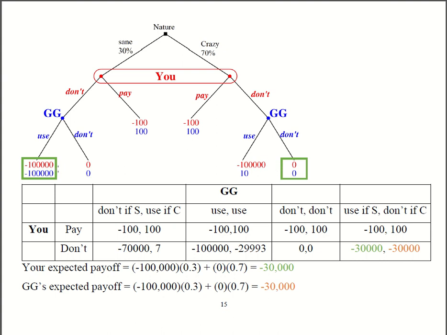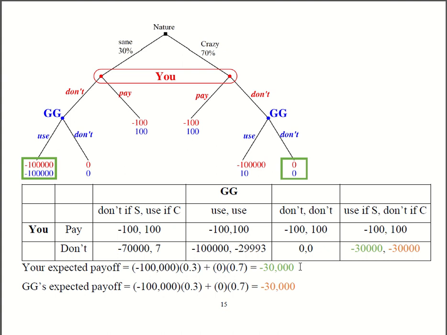So for you, look at the red payoffs. With probability 0.3, Grenade Guy is sane, we get minus 100,000. So minus 100,000 times 0.3. And then look at the other possibility. With probability 0.7, Grenade Guy is crazy. We end up down here, we get a payoff of 0. So 0.7 times 0 is the other case. So we do our math. 0.3 times minus 100,000 is going to be negative 30,000. This is just 0, so that works out to negative 30,000.